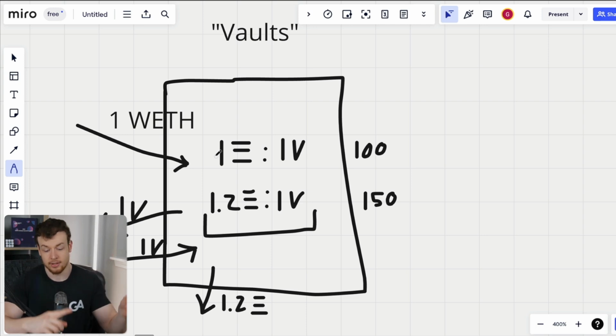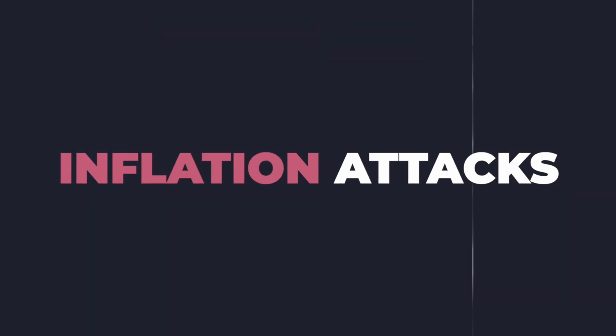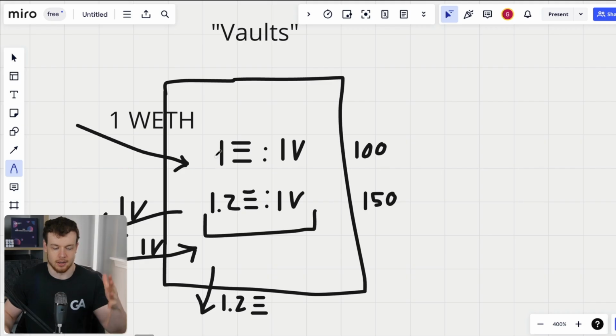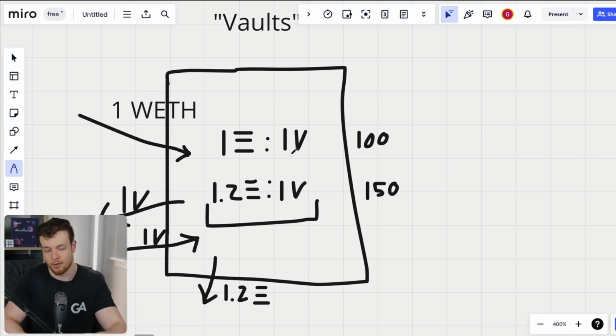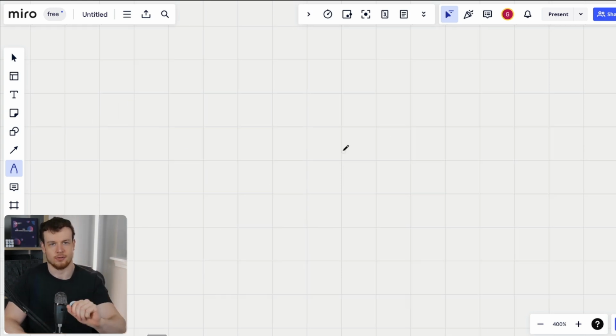So now let's apply this to what are inflation attacks. Inflation attacks really rely on this fundamental thing right here, this exchange rate between the vault token and the underlying asset. And specifically, there are three things that matter surrounding this exchange rate. So we're going to list out all three of these things, and then we're going to have a look at how this can actually manifest itself.